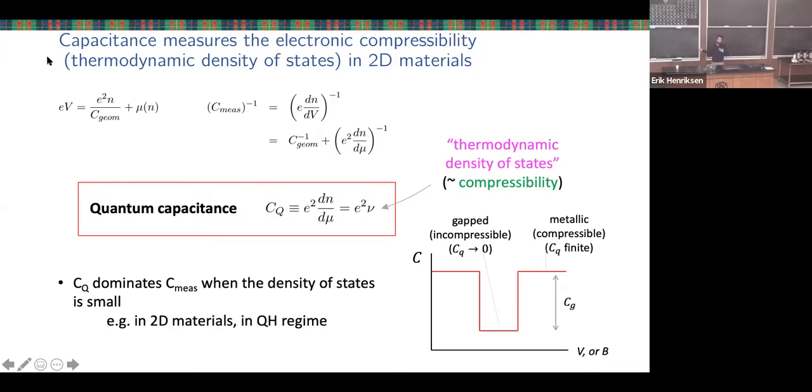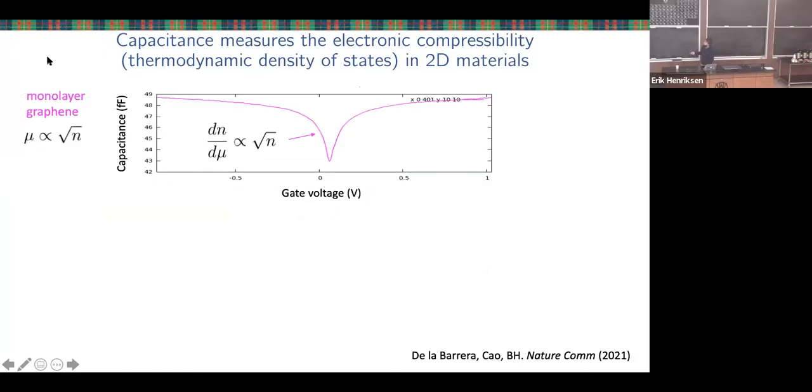For example, if you go in a gap of a semiconductor, a two-dimensional semiconductor, then the capacitance dips down and you measure something that's proportional to the quantum capacitance. Okay, so it's a good sensor of things like gaps or low densities of states, and it has been used to do those types of measurements.